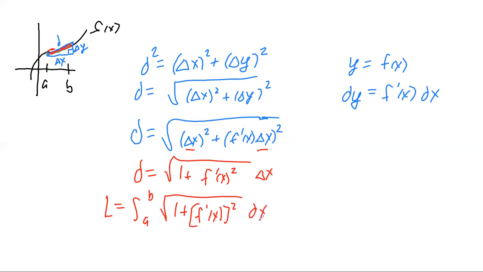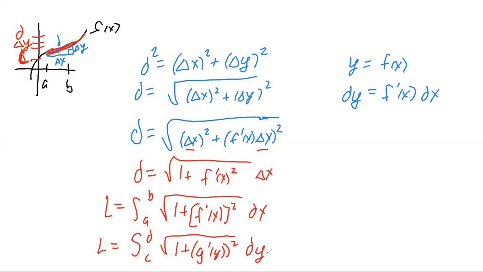squared dx. Or if we're going from C to D, we could slice this and we'd have little delta y's there. There, the length is going to be the integral from C to D of the square root of 1 plus g prime of y squared dy.